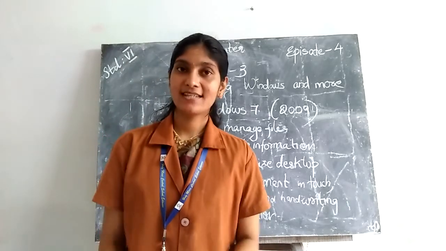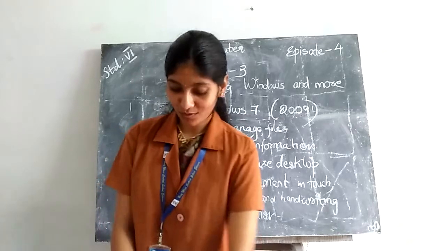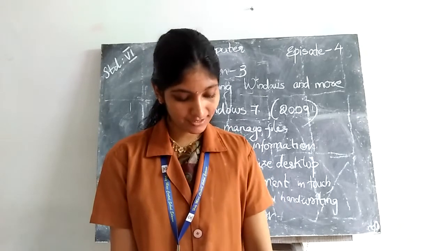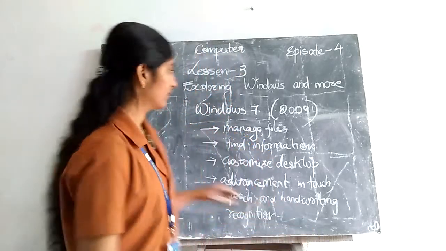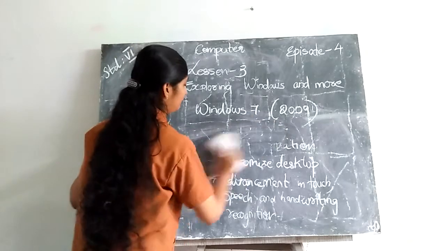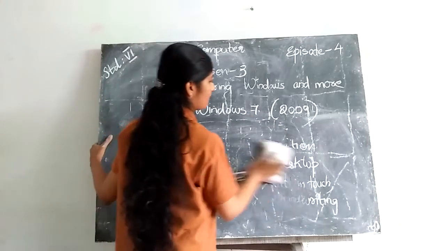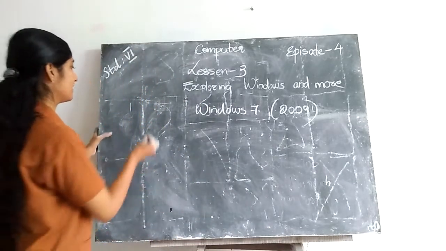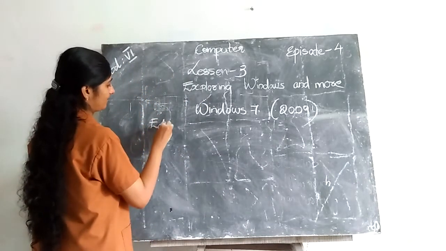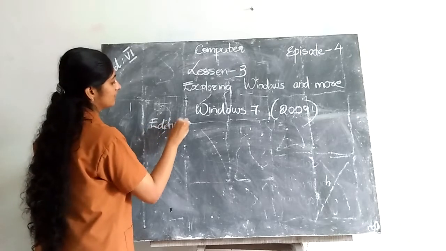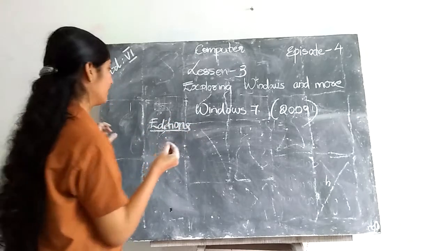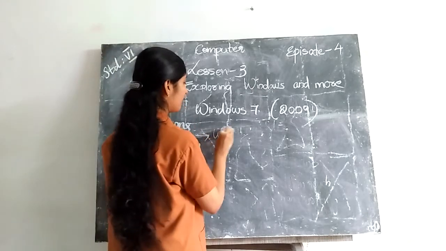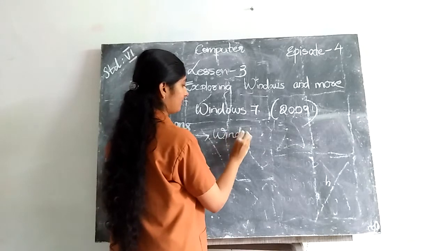Then next, there are 6 editions of Windows 7. So let's see what the 6 editions of Windows 7 are. First is Windows 7 Starter. So the first edition is Windows 7 Starter.